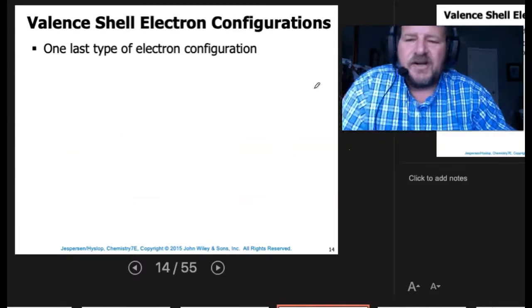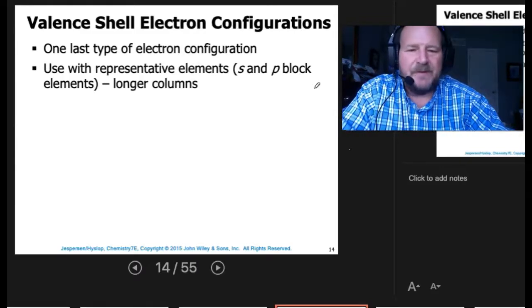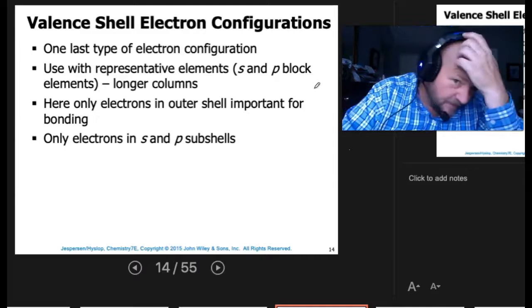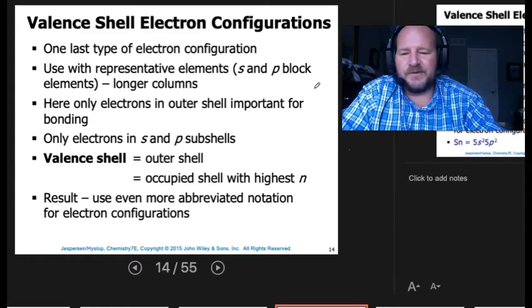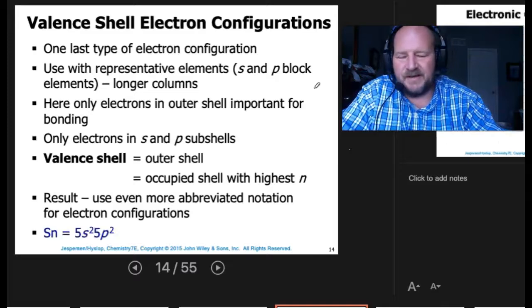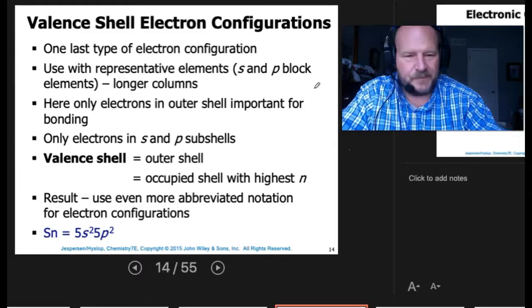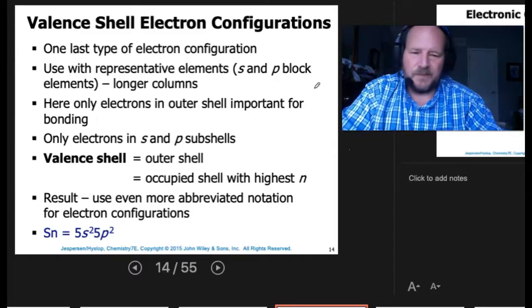All right, valence shell electron configurations, the last type of electron configuration. We'll use these mainly with the representative elements, your s and p block elements. Here, only the electrons in the outer shell are important for bonding, which means only the electrons in the s and p subshells. We call that our valence shell, the occupied shell with the highest n. So we use an even more abbreviated notation. For tin, rather than showing a noble gas, we literally just say 5s2 5p2. Now we know it's a group 4A element, and everything we know about group 4A would apply.